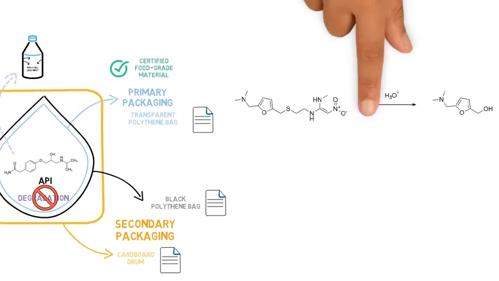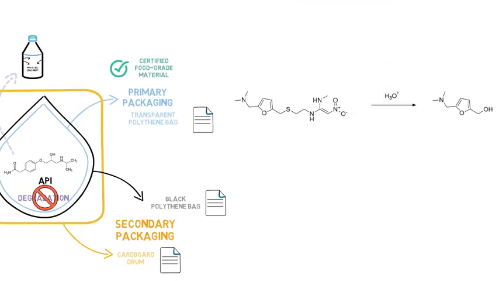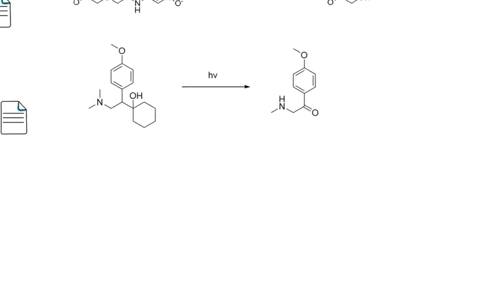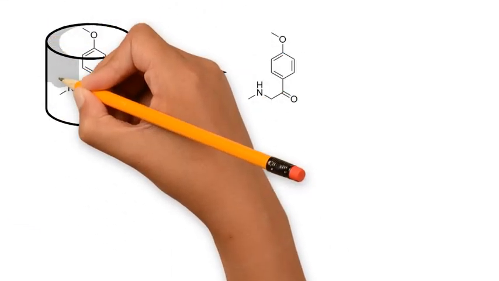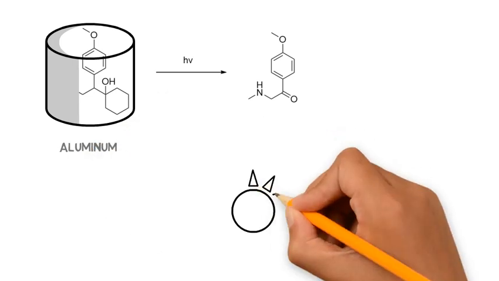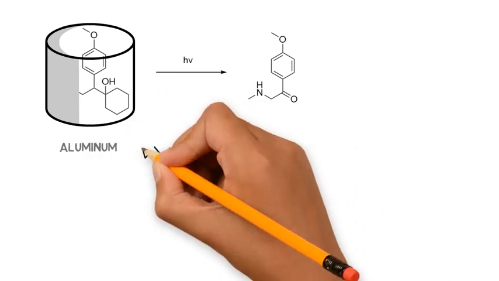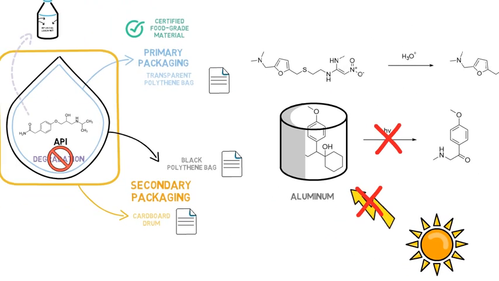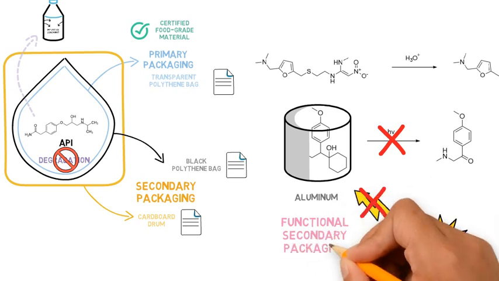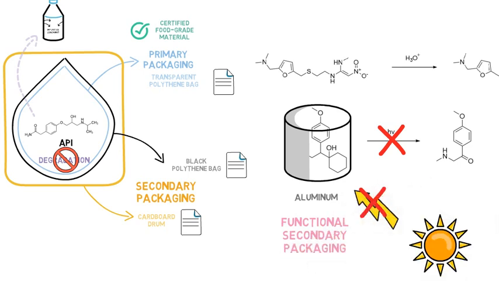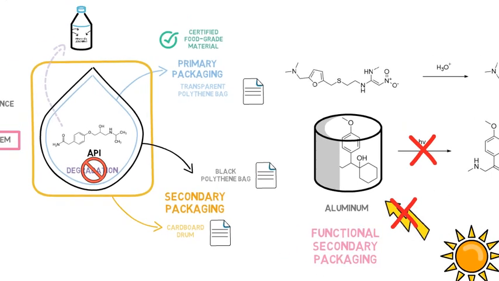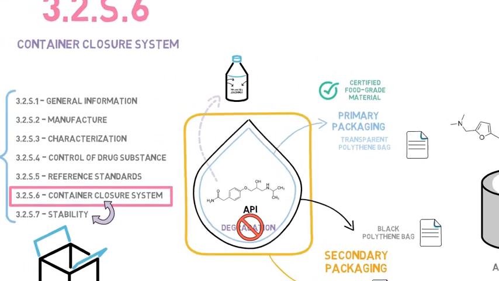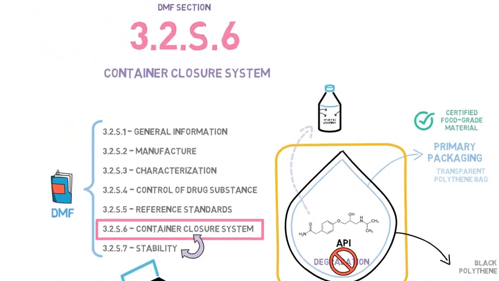Can the API be degraded by humidity? Or can exposure to light cause its degradation? For a photosensitive API, a secondary packaging material made of aluminum may be considered, since it protects the API from light and can help prevent the formation of degradation impurities. This is what we call a functional secondary packaging, since it has the specific function of photoprotection. And this is all for the container closure system section.